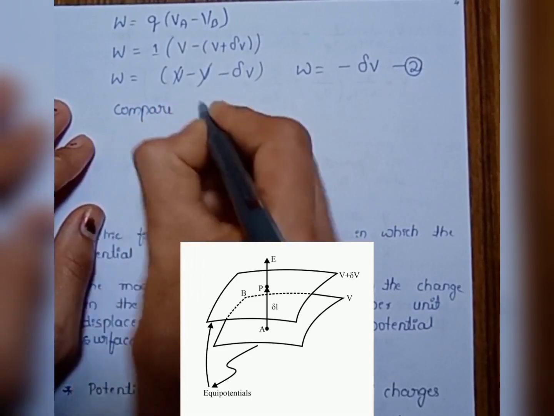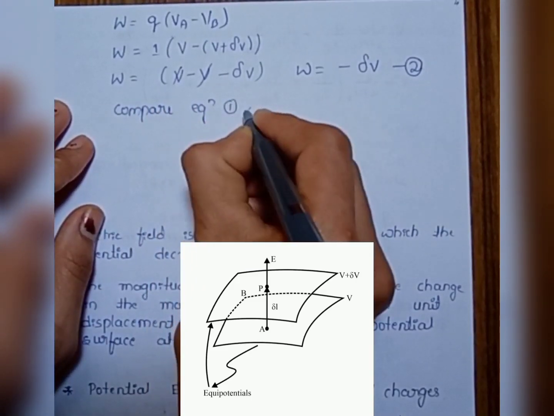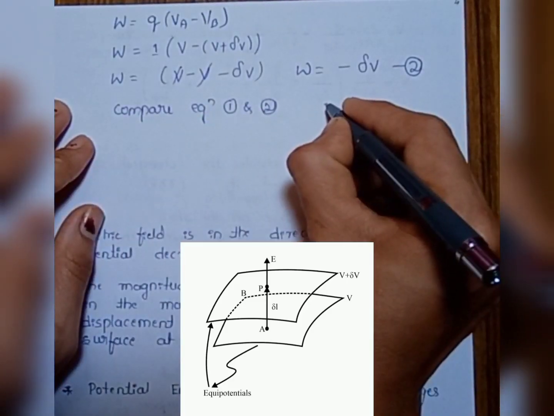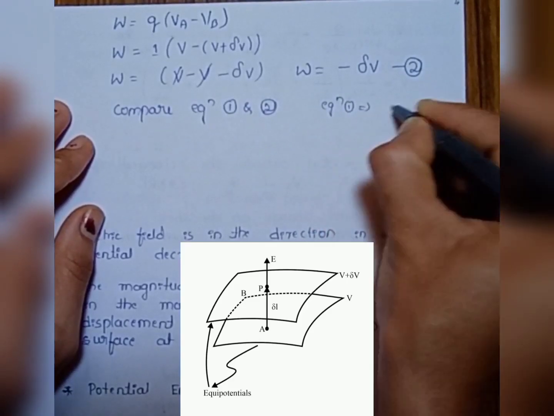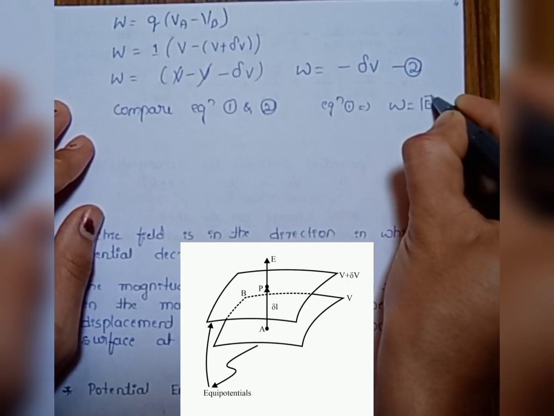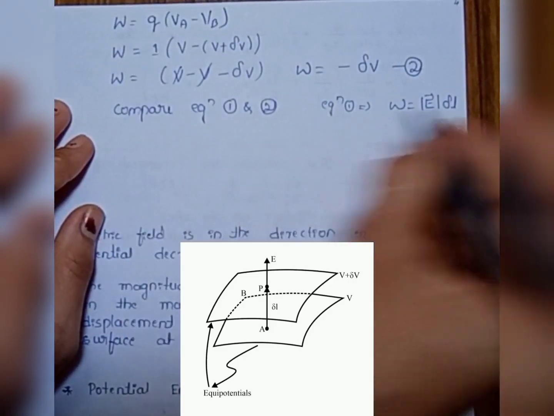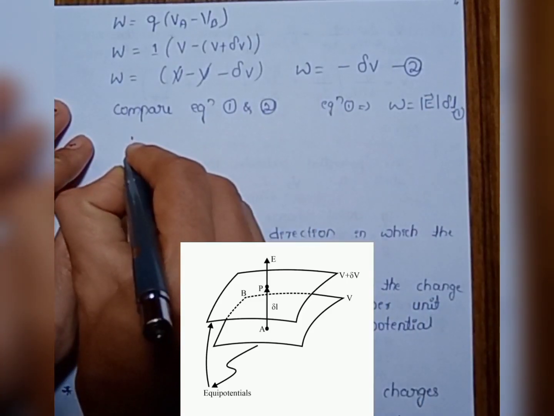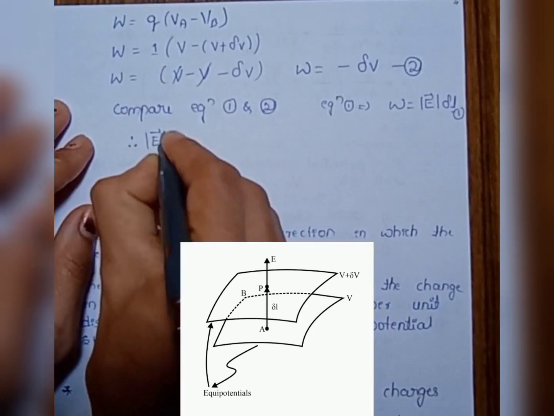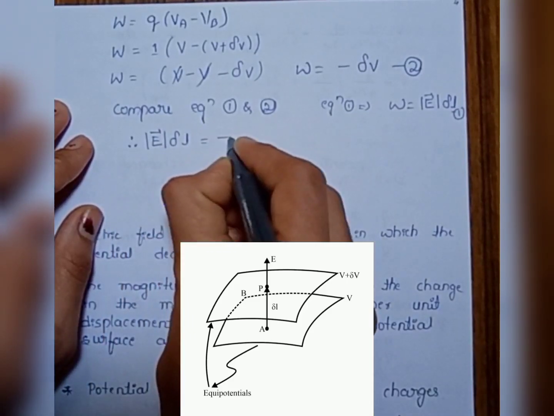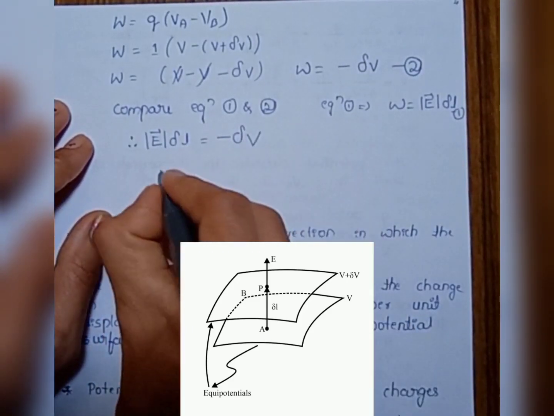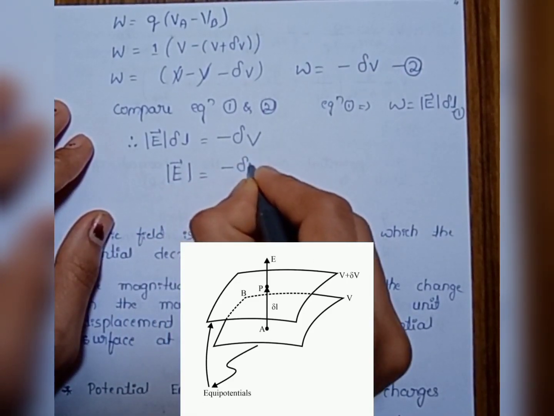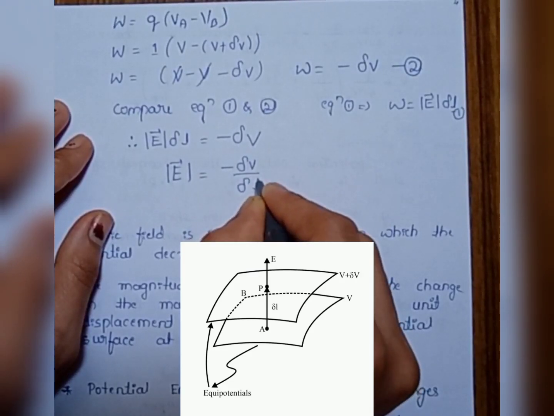Now compare equation 1 and 2. We know in equation 1, W is equal to E into delta L. In equation 2, W is equal to minus delta V. Thus E into delta L is equal to minus delta V. Therefore, E is equal to minus delta V divided by delta L.